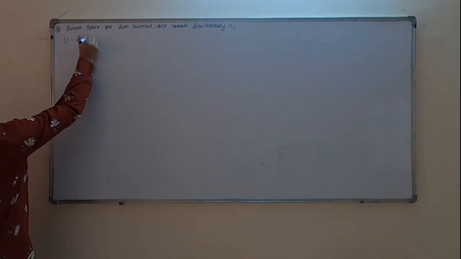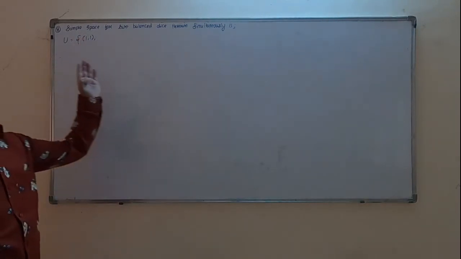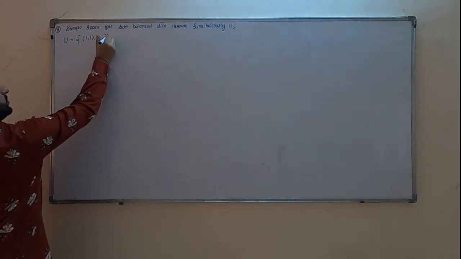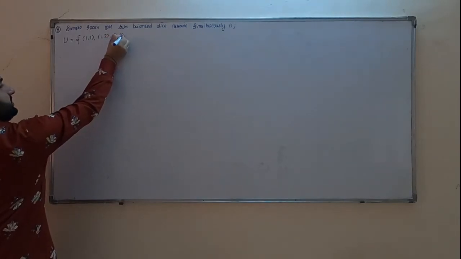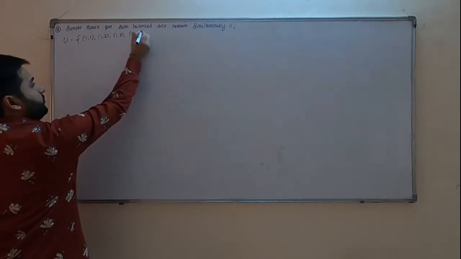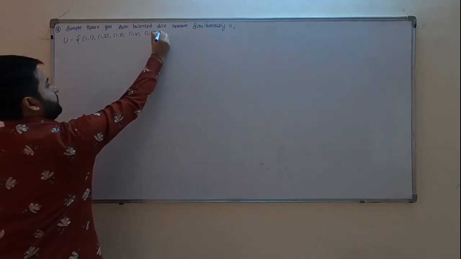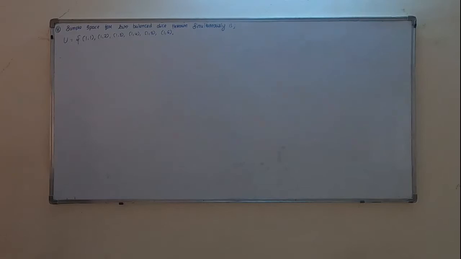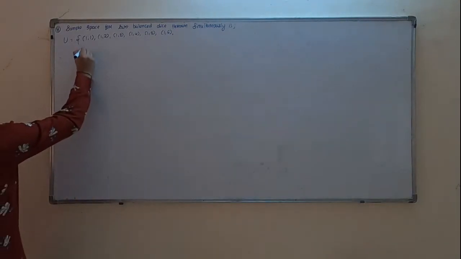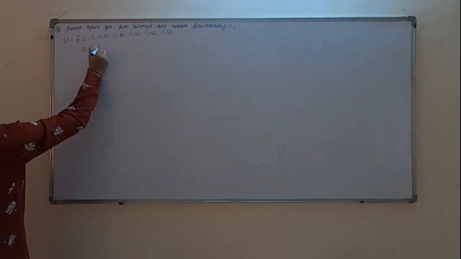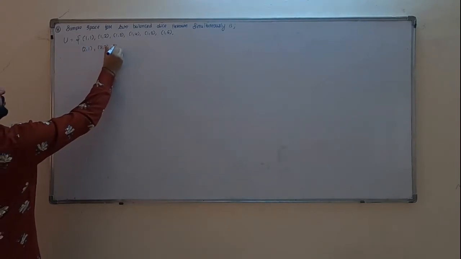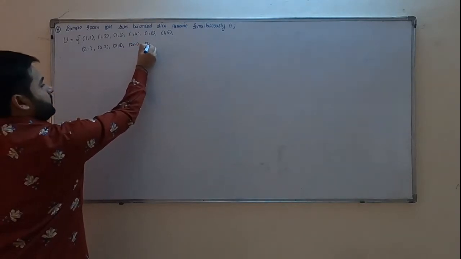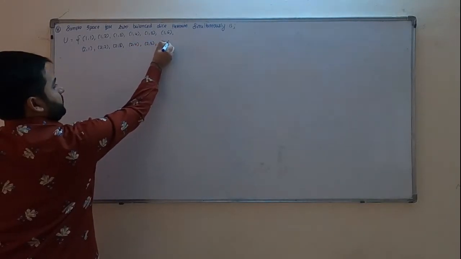First we will write 1 with 1. Now 1 with 2, 3, 4, 5, 6. So 1,2; 1,3; 1,4; 1,5; 1,6. Now we will write all the elements with 2. So 2,1; 2,2; 2,3; 2,4; 2,5; 2,6.